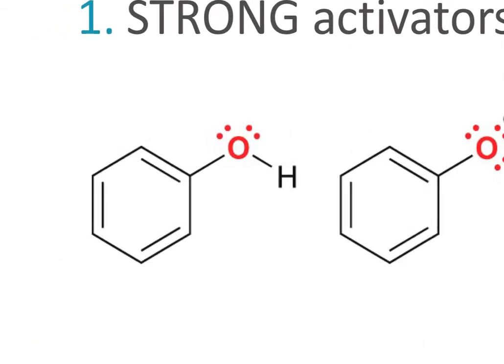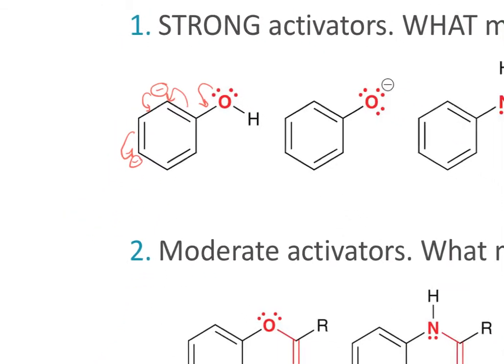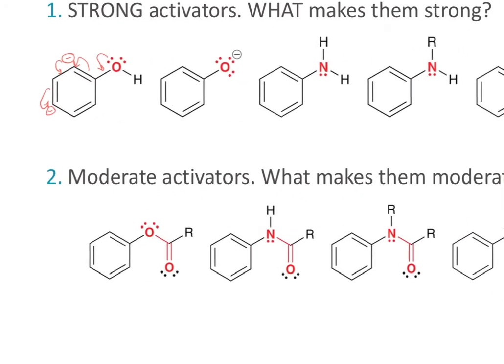So what that allows us to do then is have resonance structures where the lone pair can be pushed into the benzene ring, and we eventually get that negative formal charge on the ortho position. And of course we can resonate that around until we have the negative charge on the para position. So strong activating groups have lone pairs that can readily resonate into the ring. What makes something a moderate activator?